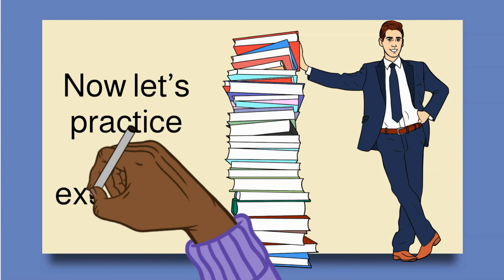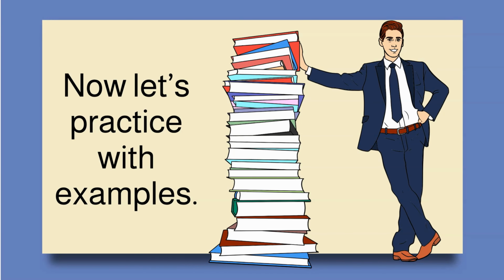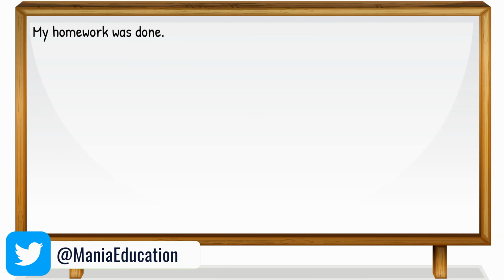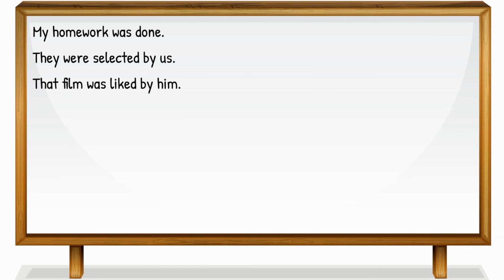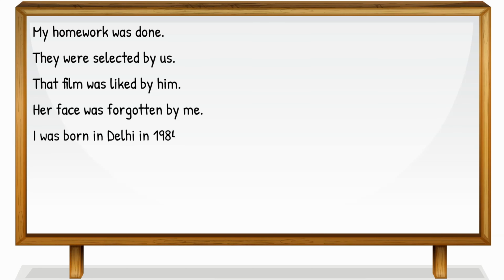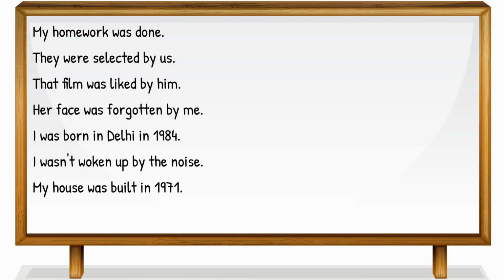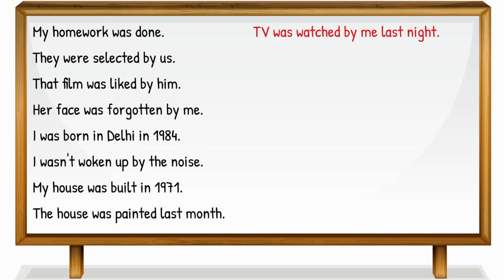Now let's practice with examples. My homework was done. They were selected by us. That film was liked by him. Her face was forgotten by me. I was born in Delhi in 1984. I wasn't woken up by the noise. My house was built in 1971. The house was painted last month. TV was watched by me last night.